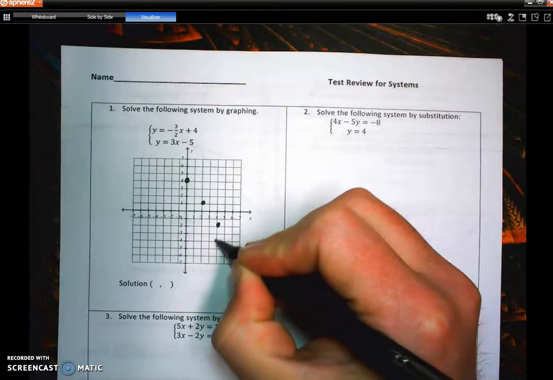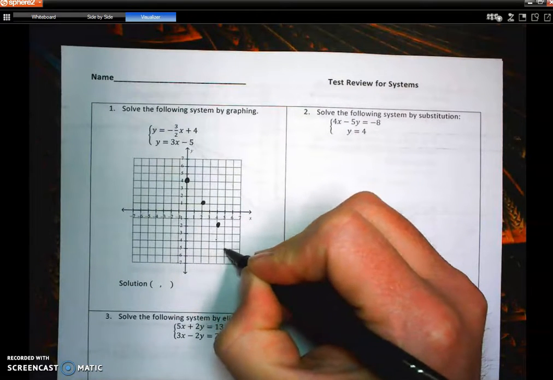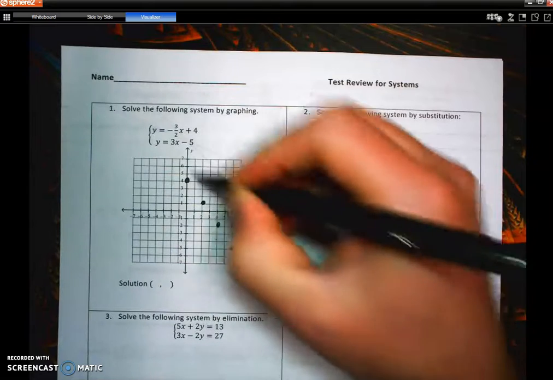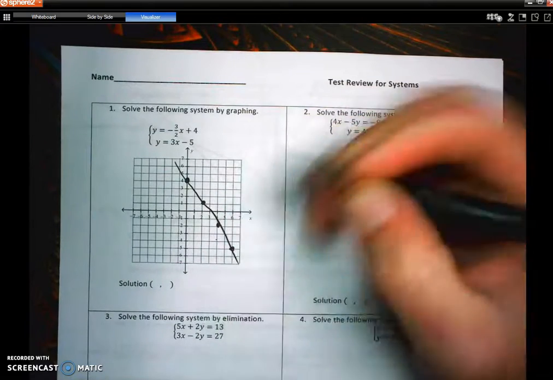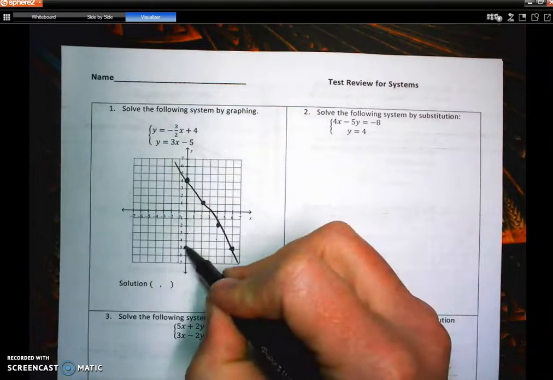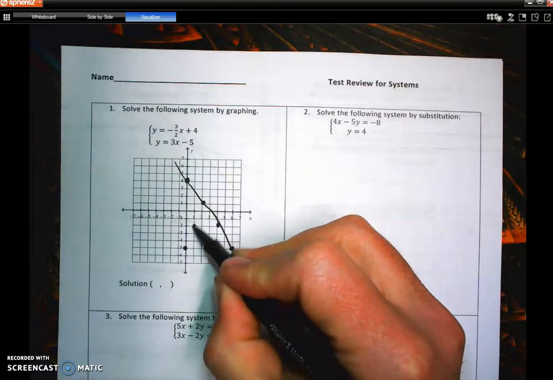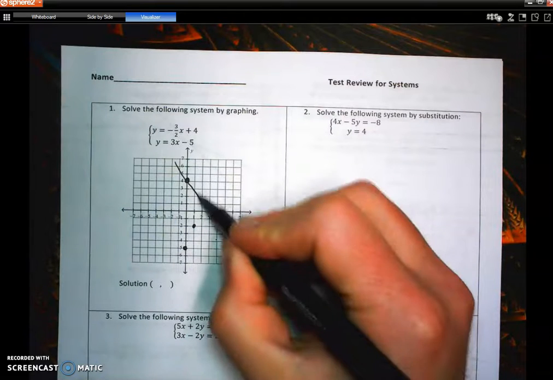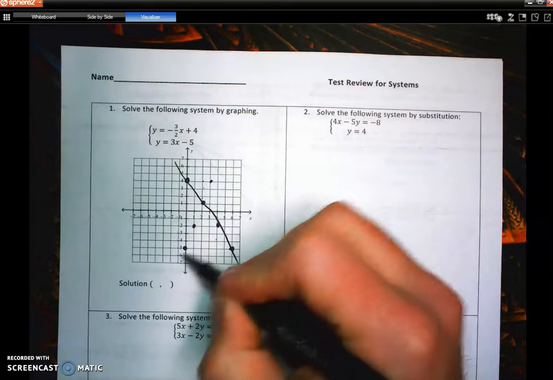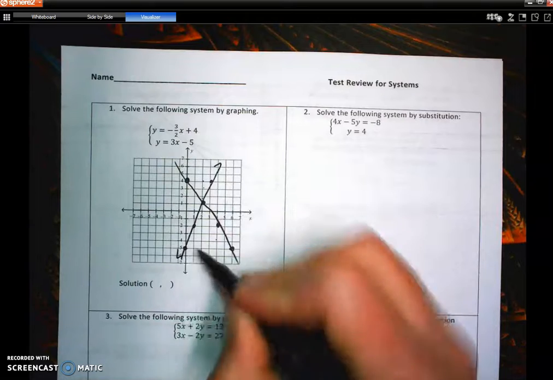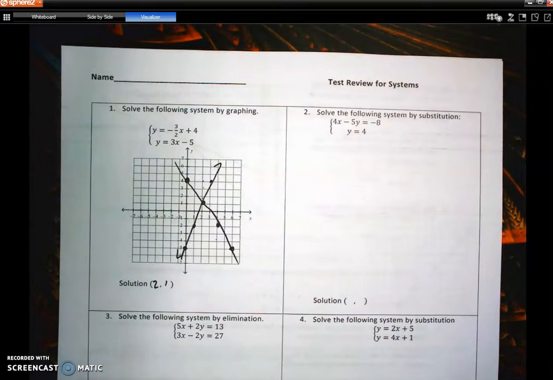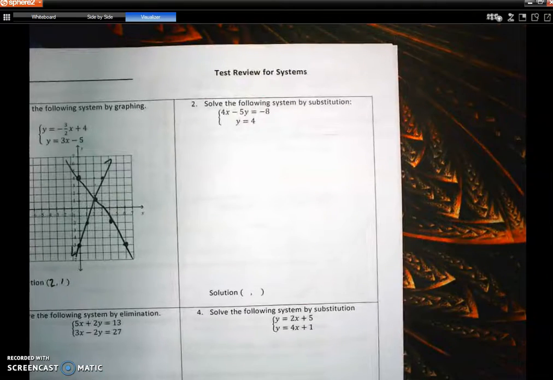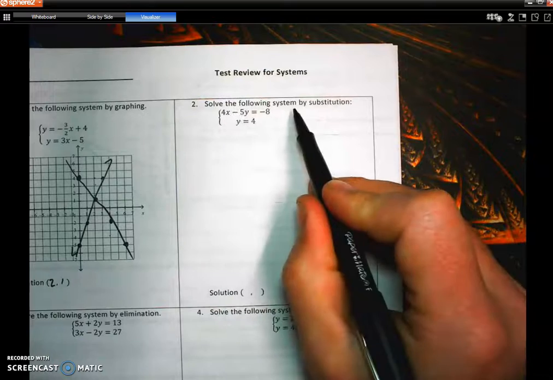I like to put lots of dots on these. Over 2. Just makes it a little easier to see where they crisscross. This one starts at negative 5. Up 3 over 1, up 3 over 1. Bam, they crisscross at the point 2, 1. Nice and simple.